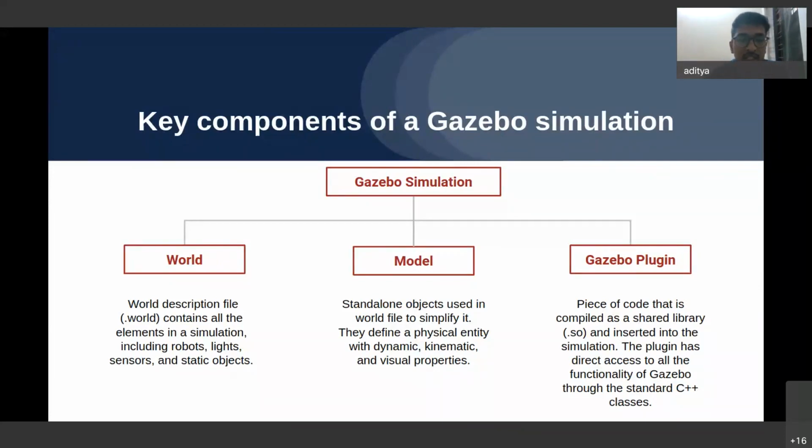Then the last one is the Gazebo plugin. This is the most important part if you want to programmatically alter your simulation. Let's say you want to apply force to your KCS vessel, then how will it behave? How will it move in the software? All that can be programmed using this plugin. It is a piece of code that can be compiled as a shared library. It is written in C++ and has an extension .cc. After compiling it, we get the .so extension. It is a shared library, and after that, it can be inserted into our simulation and it helps us programmatically alter the simulation.